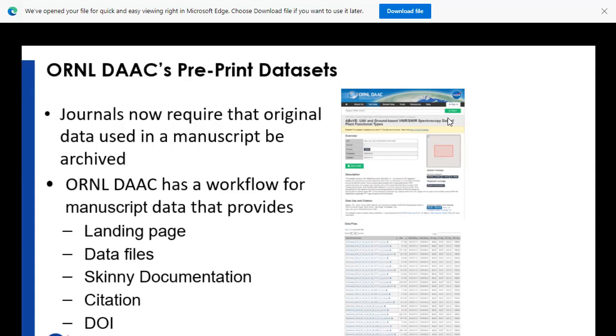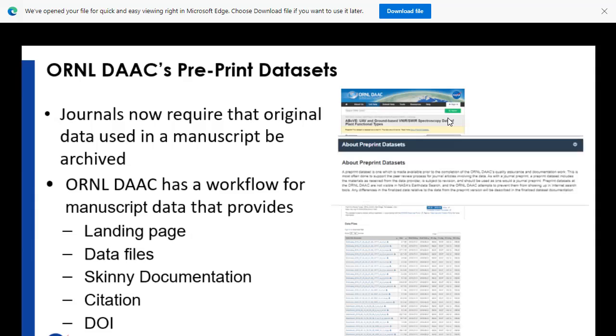And how will your reviewers know that this data set is a preprint? By that yellow banner that you can see. Also, if you click on the link on the yellow banner, it displays our policy on preprint data sets.